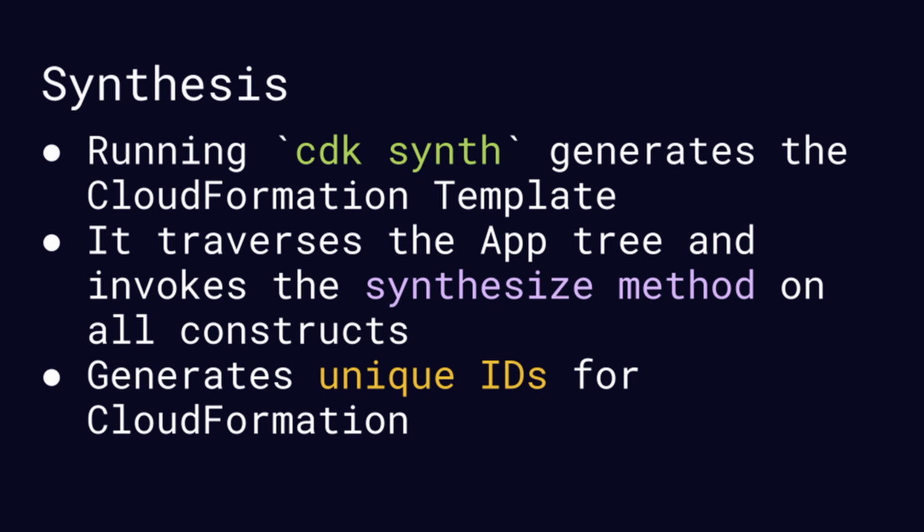Great. So I think we have a handle on constructs now. Let's go a little deeper. How do we generate the CloudFormation template? In order to do that, the app needs to be synthesized. To do this, we can run CDK synth. This traverses the app tree and invokes synthesize on all of the constructs. This ends up generating unique IDs for the CloudFormation resources and generates the respective YAML along with any assets that are needed.